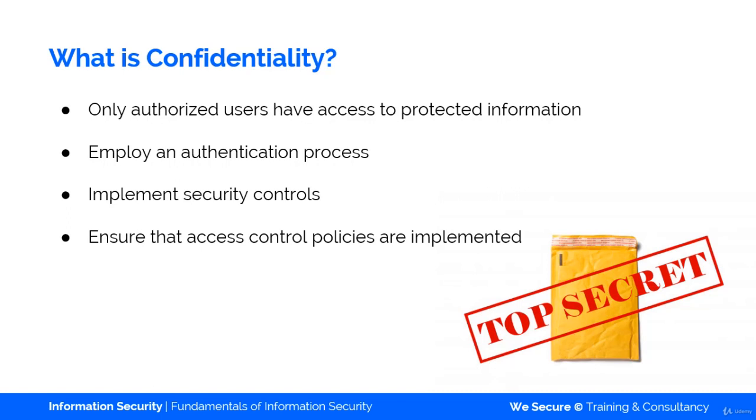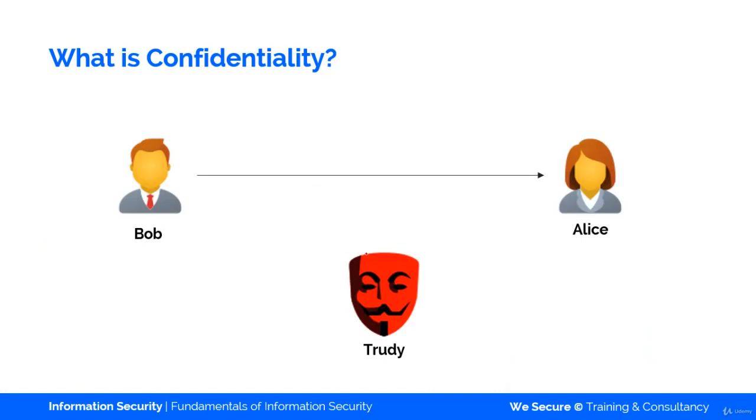Then ensure that the access control policies are implemented. Now, this point is very important when it comes to ensuring confidentiality. Access control policies are very important. Access control policies actually define which people have access to what resources. For example, if you are an employee, if you are an associate, you might not have access to the data which is supposed to be accessed by the upper management. So in this case, there is an access control policy which restricts users from accessing the data of other people.